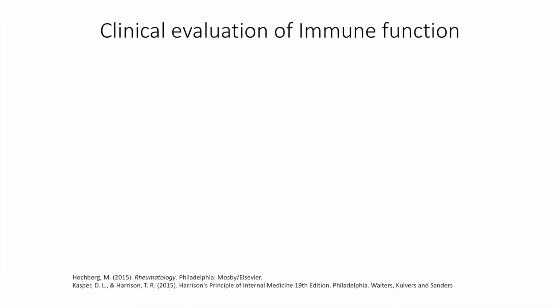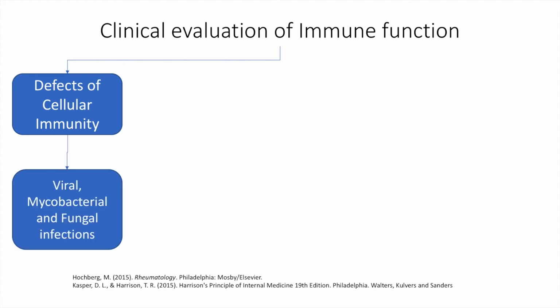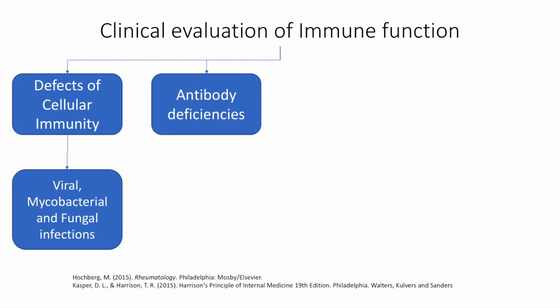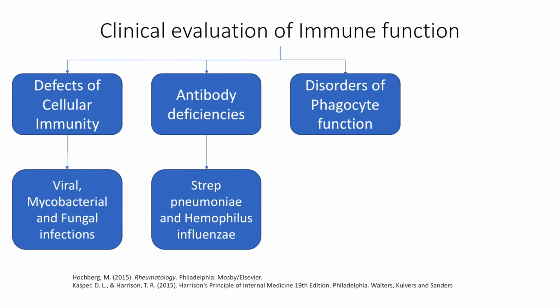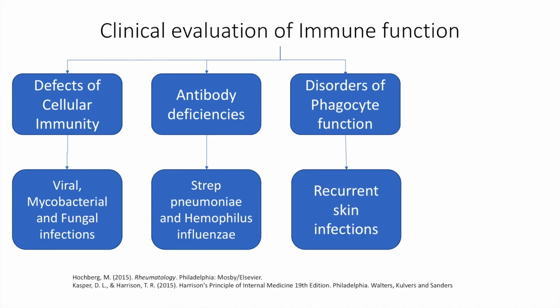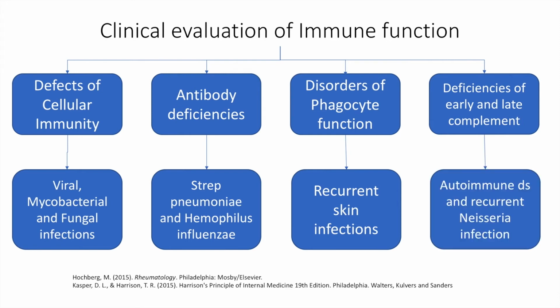We will now move on to the clinical evaluation of a patient's immune function. In general, defects of cellular immunity will cause viral, mycobacterial, and fungal infections. Antibody deficiencies will result in Streptococcus pneumoniae and Haemophilus influenzae. Disorders of phagocyte function will cause recurrent skin infections, and deficiency of early and late complement system will result in autoimmune conditions and recurrent Neisseria infection.